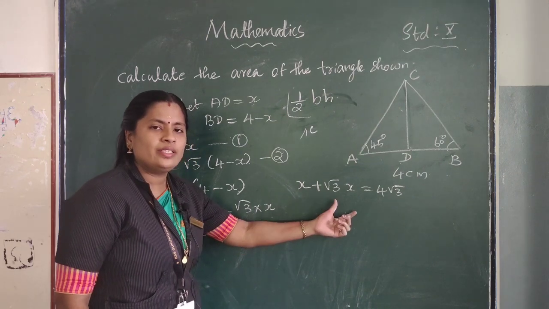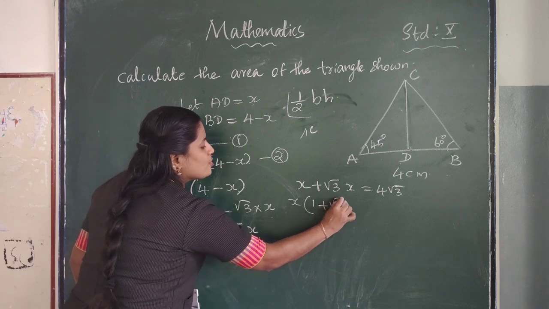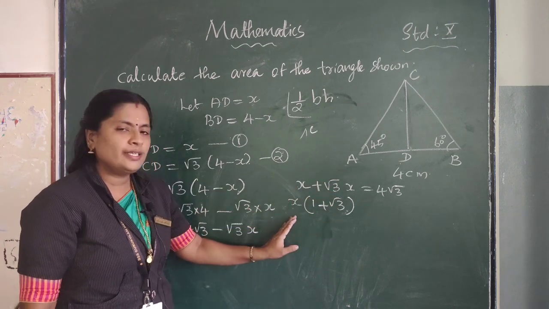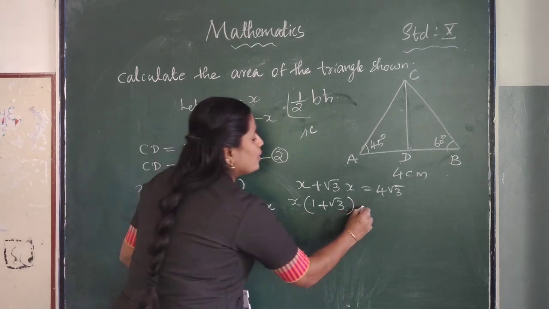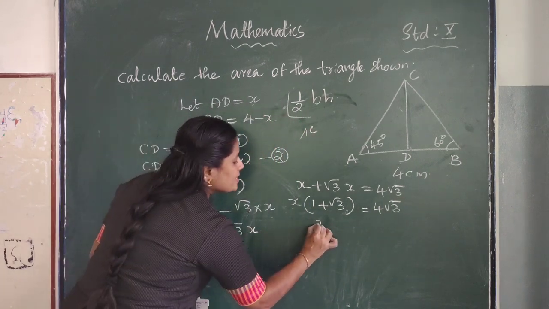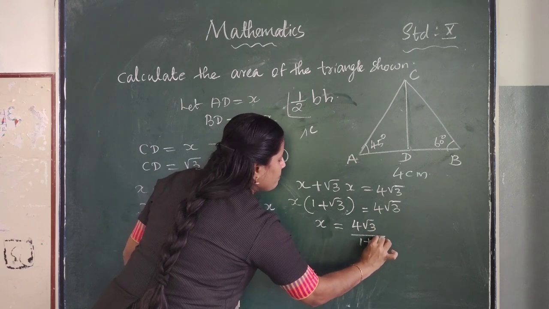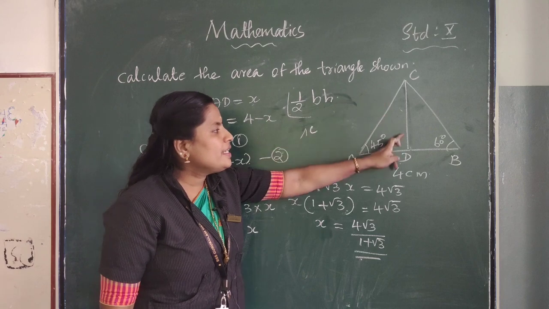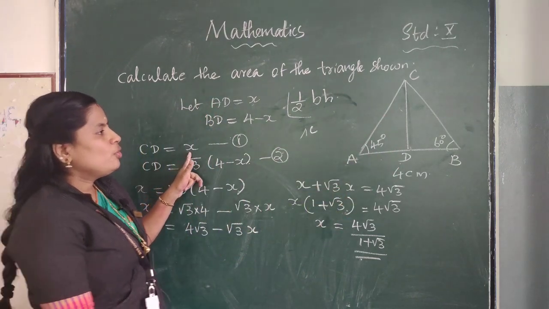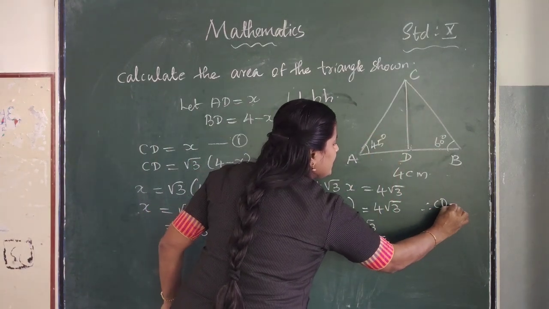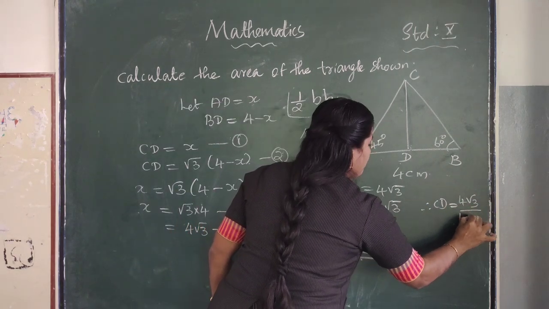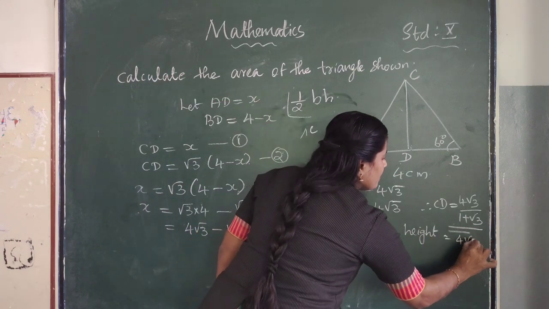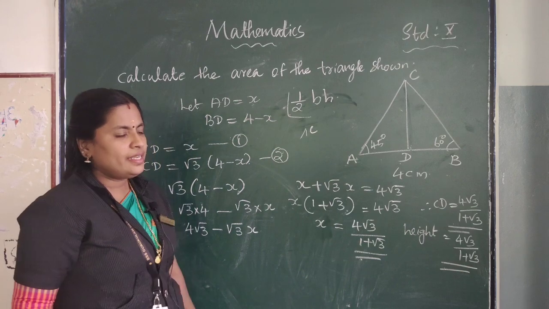Here the common term is x, so x into 1 plus root 3 equal to 4 root 3. So x equal to 4 root 3 divided by 1 plus root 3. Now CD is x, so CD equal to x. Therefore we can write CD equal to 4 root 3 by 1 plus root 3. That is the height of this triangle.